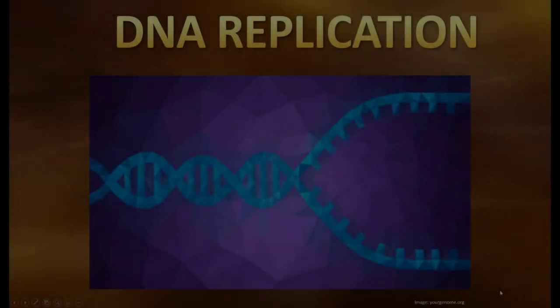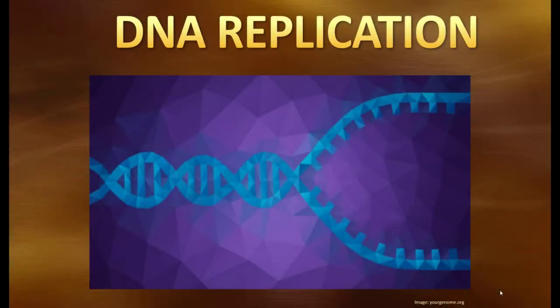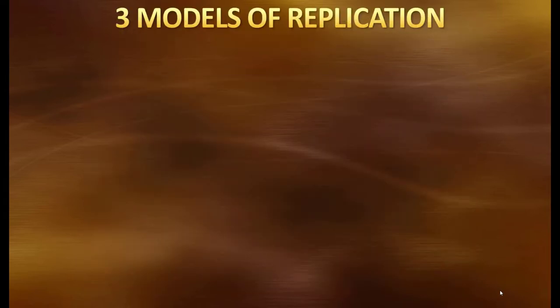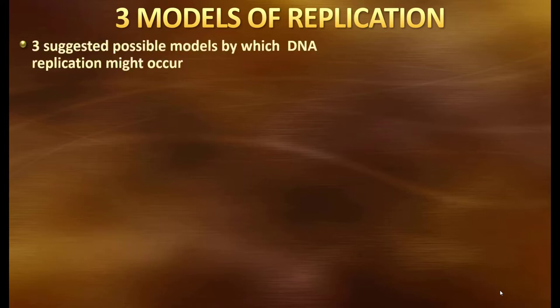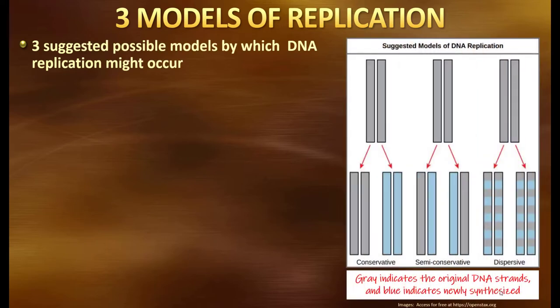Now that we have looked at the structure of DNA, we want to look at DNA replication. How does DNA copy itself? There's three models that were originally presented for the way that DNA could replicate itself. These three suggested models are pictured here on the right.